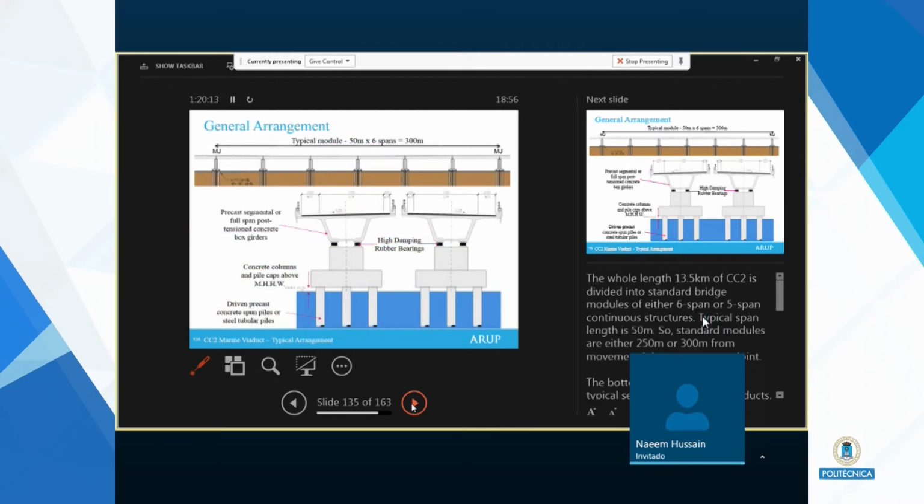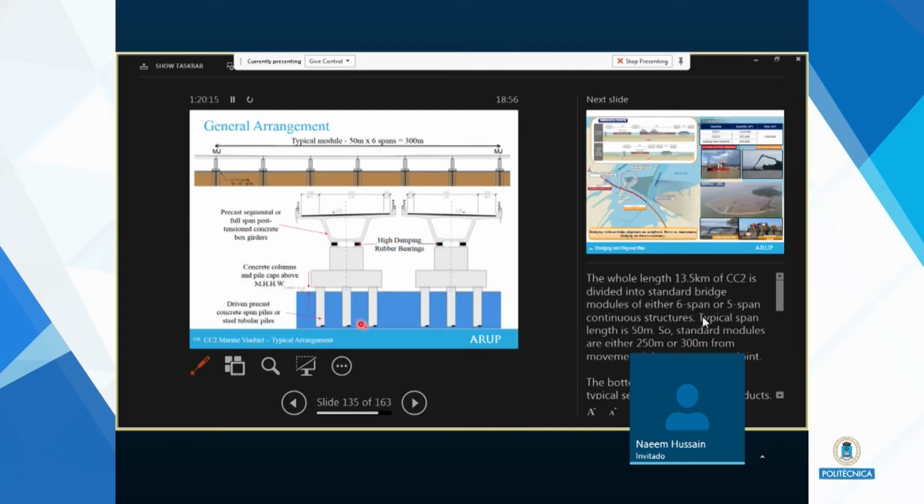So the solution that we have is a very simple solution in that we put precast spun piles. We put pile caps this time above the water level so that we had least obstruction to the water flow. We use typical modules of 300 meters and then use high damping rubber bearings to reduce the seismic load onto these vertical piles, and then two simple boxes. So the construction is driven by the requirements over here.